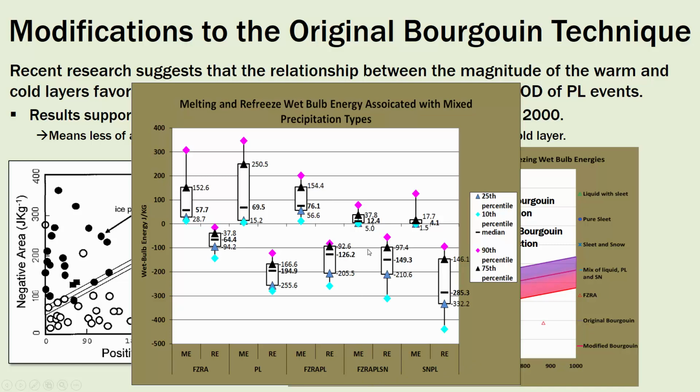However, if we look at the refreezing energies, we see a big difference between cases with just pure freezing rain and those that contain some type of sleet mentioned, as we see here. Notice there's a clear demarcation around 94 joules of negative energy, where if you get lower values than that, you start to favor having sleet contained in the mix versus just pure freezing rain.